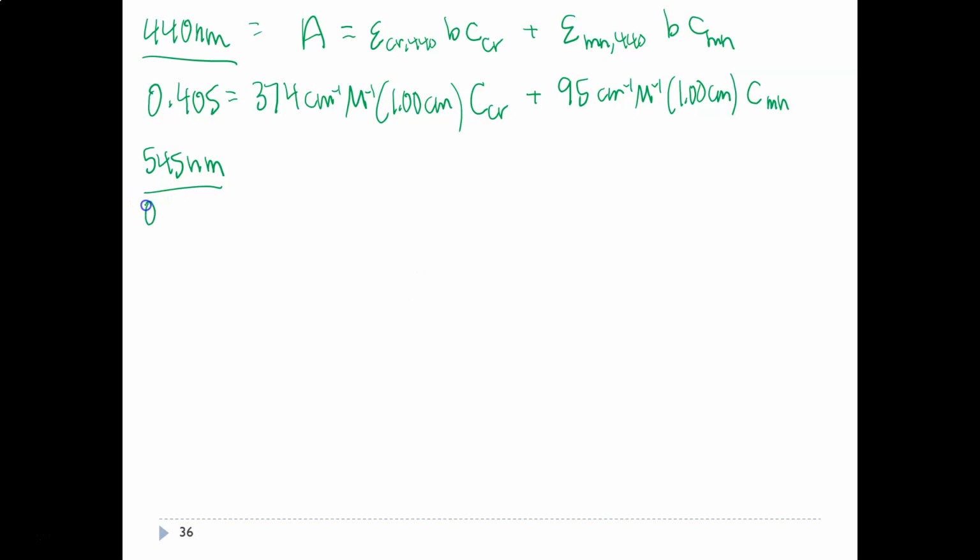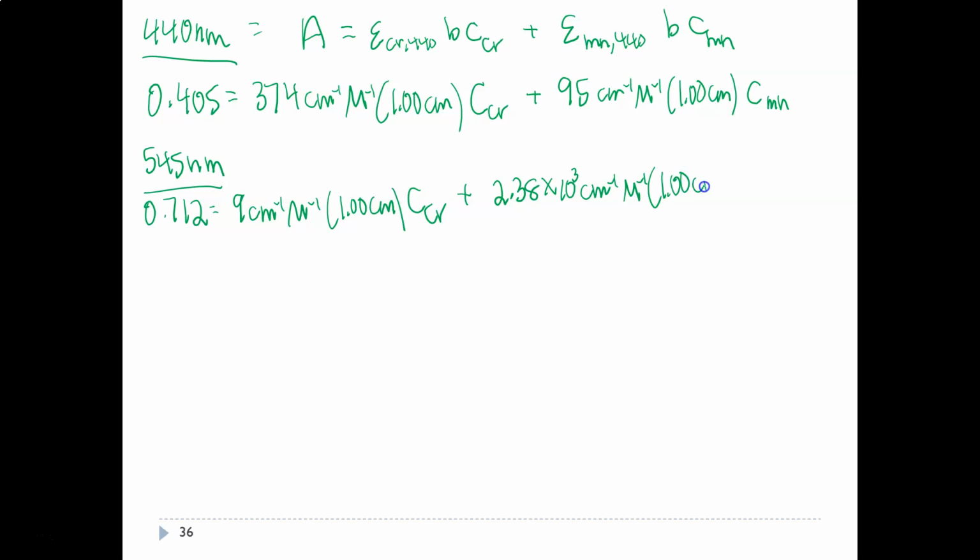So for this, we were given 0.712, and the extinction coefficient of chromium at 545 was 9. Concentration of chromium, and the extinction coefficient for permanganate was 2.38 times 10 to the third centimeters inverse, molarity inverse, 1.00 centimeters, concentration of manganese.